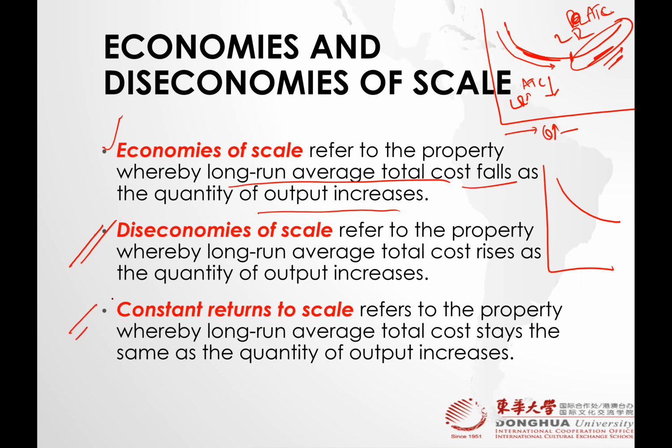And what is constant returns to scale? If you manage to stay here, your average total cost looks like this, the bottom of the long run U-shaped curve. It is a property whereby long run average total cost stays the same whether you increase the output or not. Even if you increase the output, from here you are increasing the quantity, the long run cost remains the same.